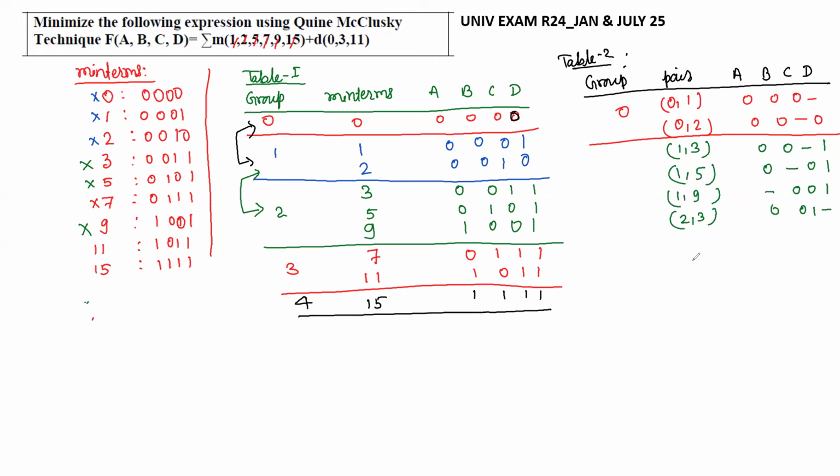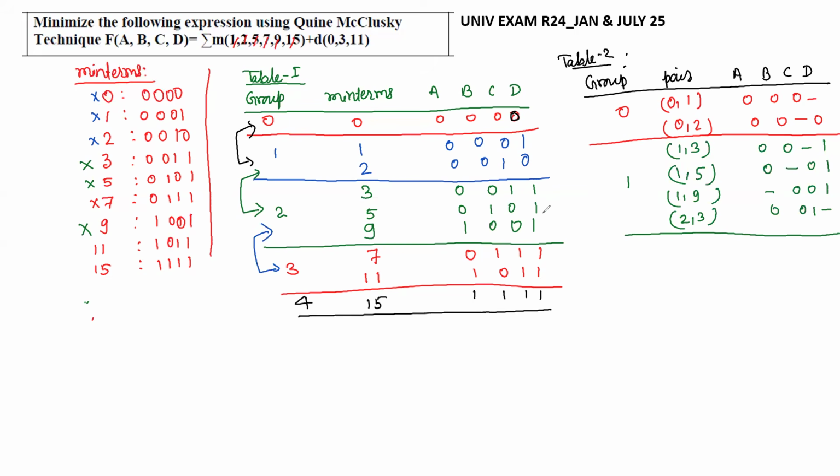Next, is 2 and 5 possible? No, 2 bits are changing. 2 and 9, that is also not possible. Okay, so this is the second group. We started with 0, so this is 1. Next group, we are going to 2 and 3.